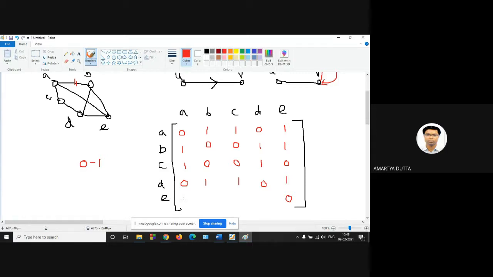E to A is 1. E to B is again 1. E to C, 0. And E to D, 1.